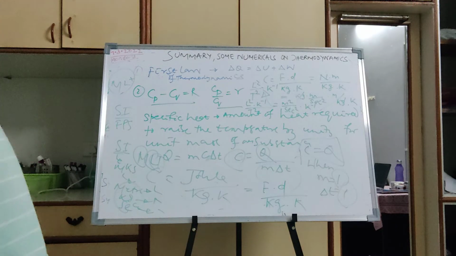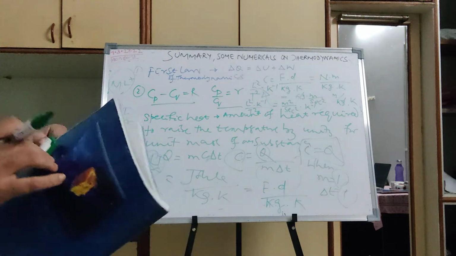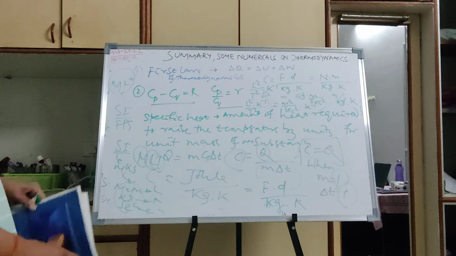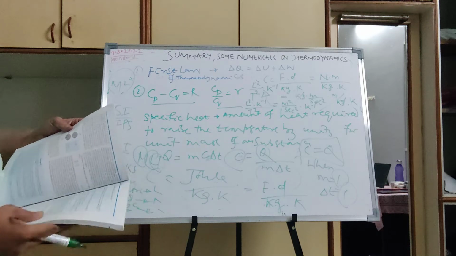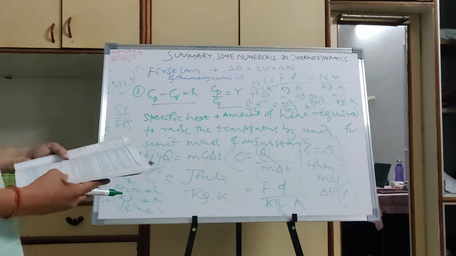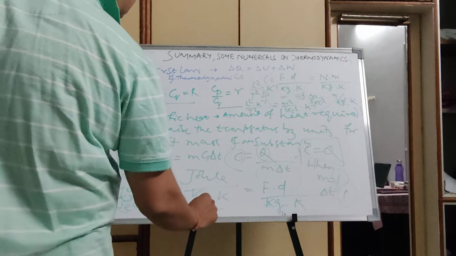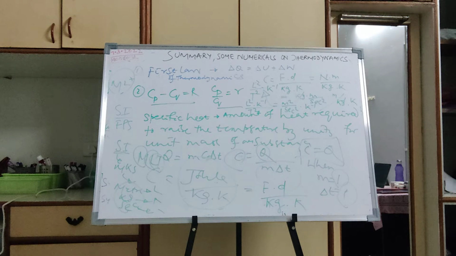That's what the dimension is here for this thing. So that is what the dimension of specific heat should be. Specific heat's dimension is this and unit is this. So you need to remember the unit always: joule per kg Kelvin. So that's the unit of specific heat. So you can always get numericals on specific heat.